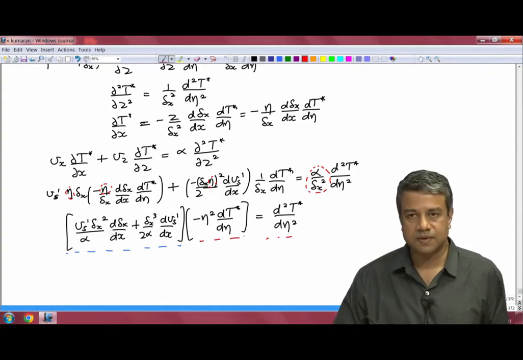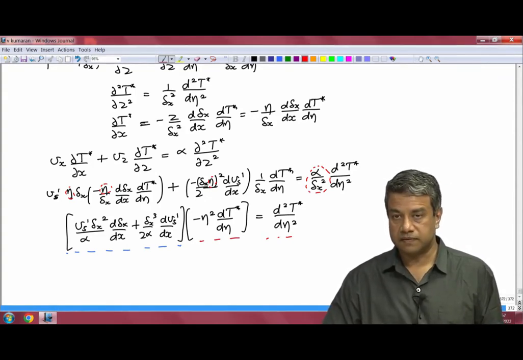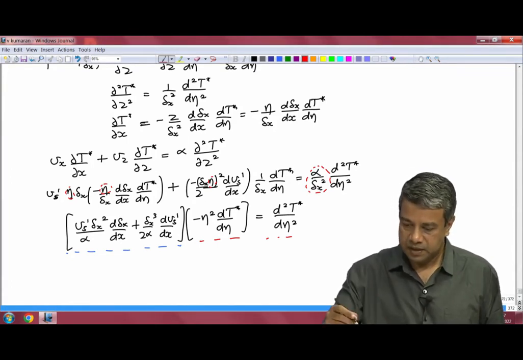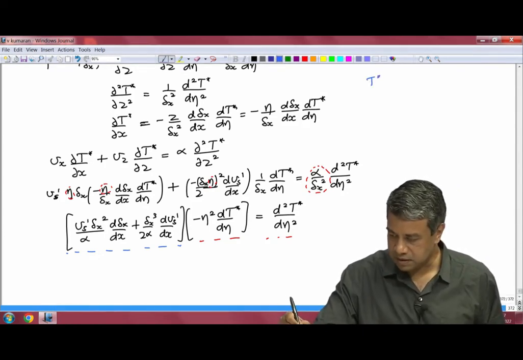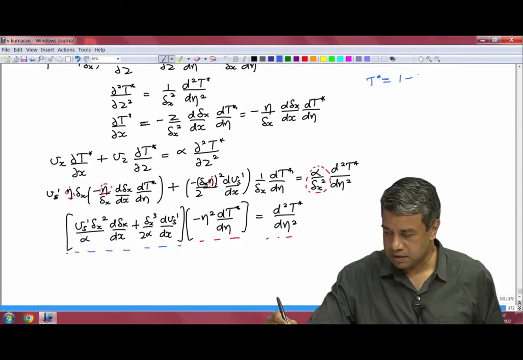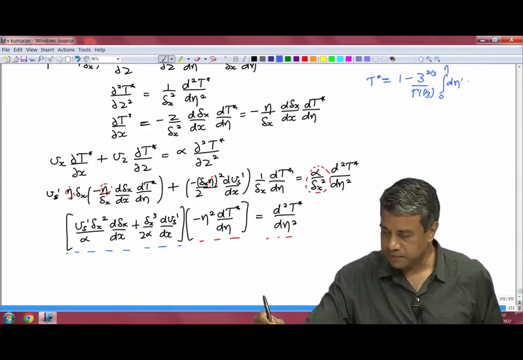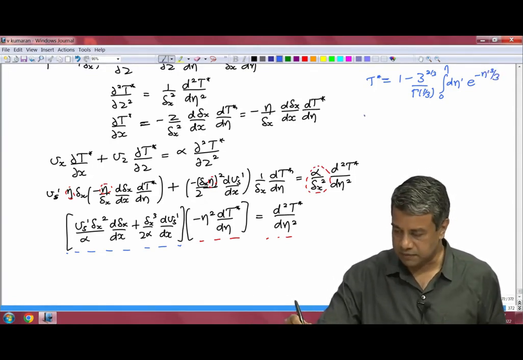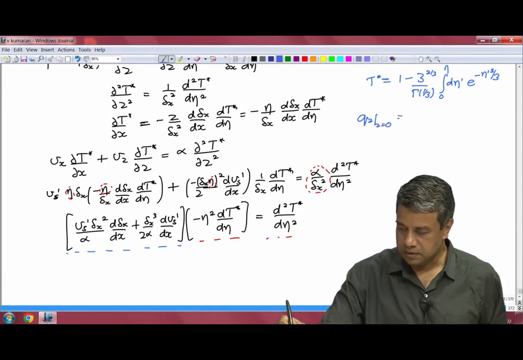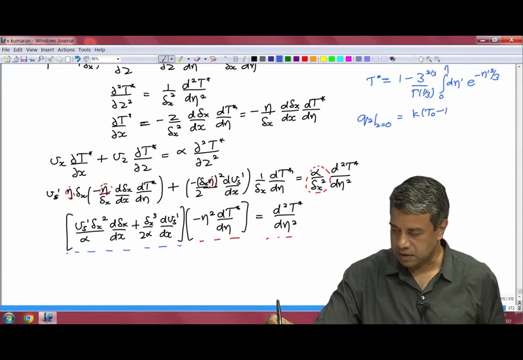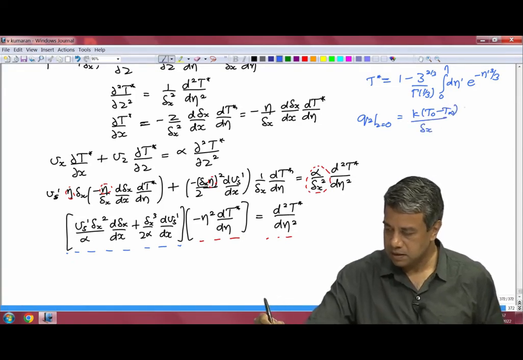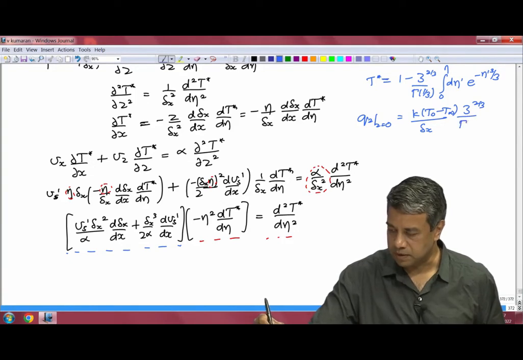These two terms are the same as what we had got earlier, both for the flow past a flat plate and for the flow past a spherical particle. And we had solved that to get T star is equal to 1 minus 3 power 2/3 by gamma of 1/3 integral 0 to eta d eta prime e power minus eta prime cubed by 3. And the surface q z at z is equal to 0 was equal to k into T naught minus T infinity by delta x 3 power 2 by 3 by gamma of 1/3.